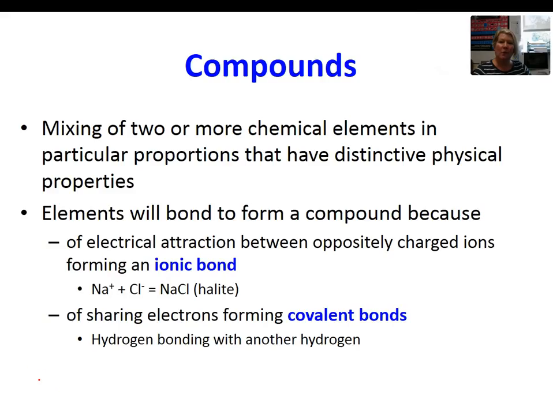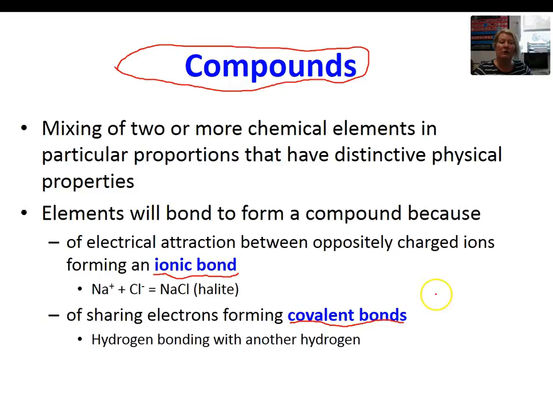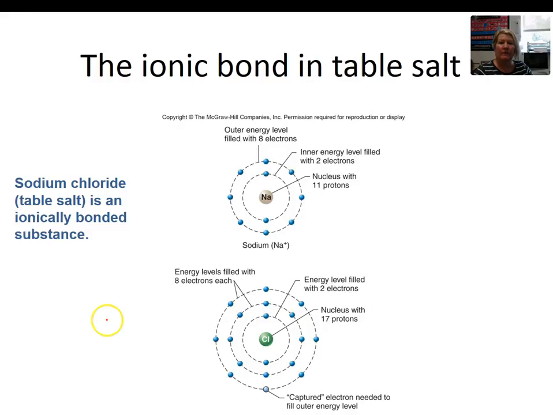When we combine two or more chemical elements, we form compounds. Compounds are held together by bonds. Let's mention a couple here. The ionic bond is a bond that forms between ions. So there is a transfer of electrons with an ionic bond. Covalent bonds, on the other hand, share one or more electron pairs. Table salt is a substance that has a purely ionic bond.